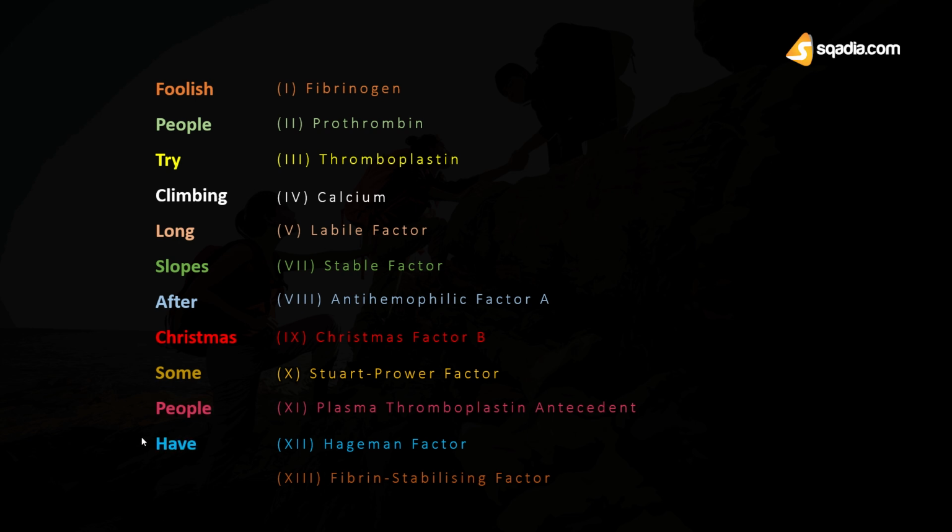Foolish people try climbing long slopes after Christmas. Some people have fallen. Now, you must have noted that factor 6 is actually missing from this list. Actually, a scientist named Paul Owren debunked the existence of factor 6, which actually turned out to be the activated form of factor 5. Which is why factor 6 is not in active use these days.